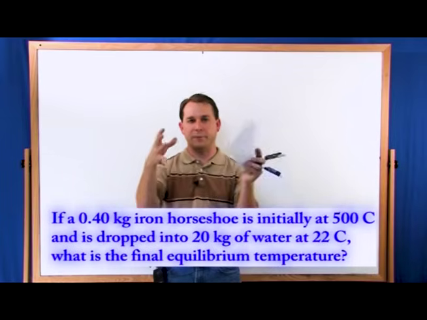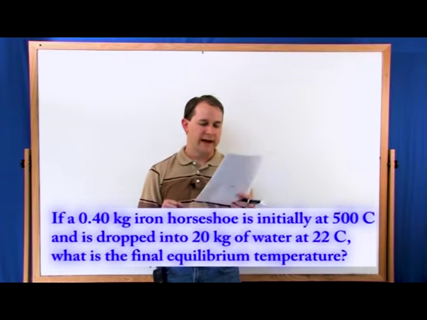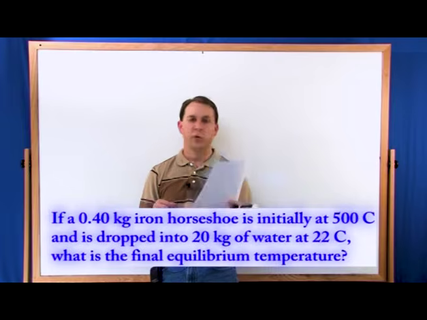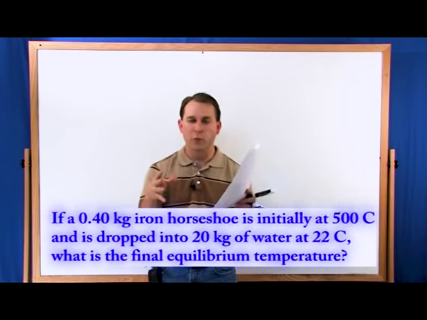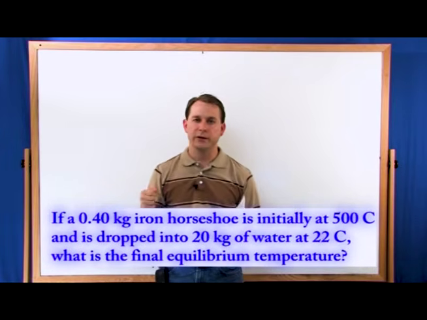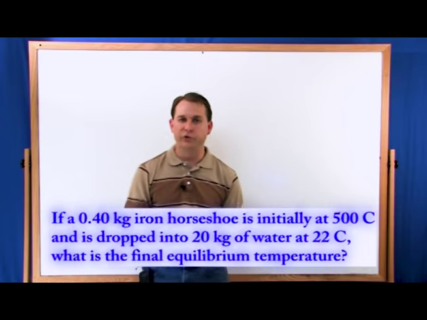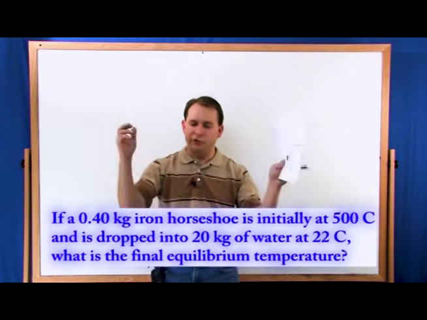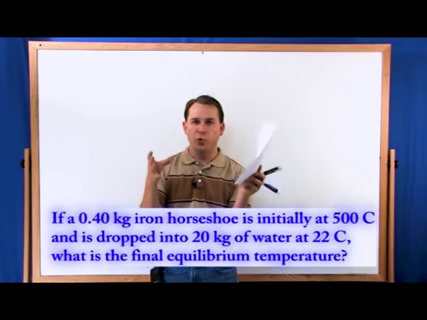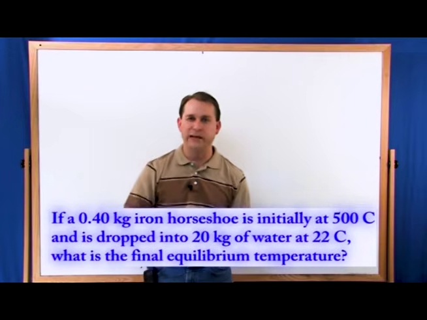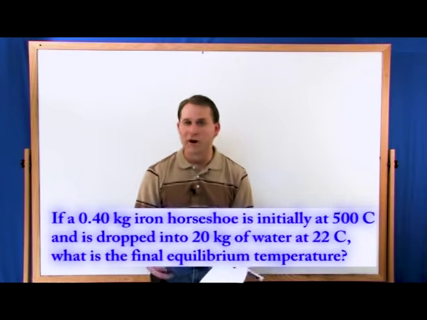So what you have here is a bucket. The water is at 22 degrees Celsius, so kind of like room temperature water. You have a very hot horseshoe that you have in a fire. It's an iron horseshoe. You heat it up to 500 degrees. You drop it in the water. Of course, that horseshoe is super hot. It's going to rapidly cool down. The water is going to rapidly heat up.